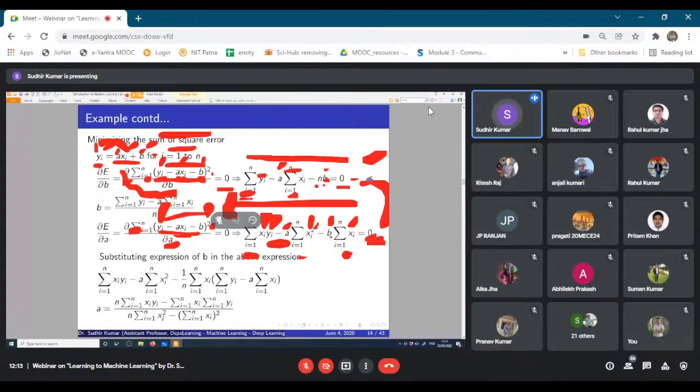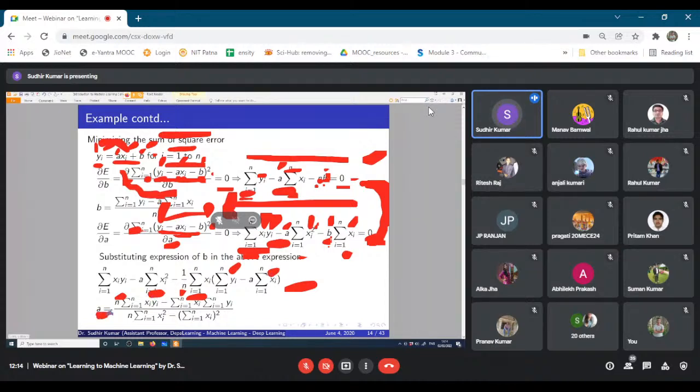Now can you solve these two equations together, to get the expression of a in terms of xi and yi? Yes, sir. So you can clearly see xi yi as it is, a summation of xi square minus summation of xi b. So from here I will get b equal to summation of yi minus a summation of xi, divided by n. We have simply substituted the b from the first equation into the second equation and you got this expression. You can clearly see now that everything is in terms of xi and yi. It does not depend upon b.